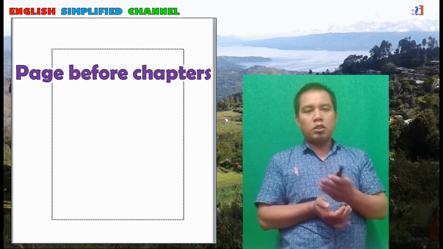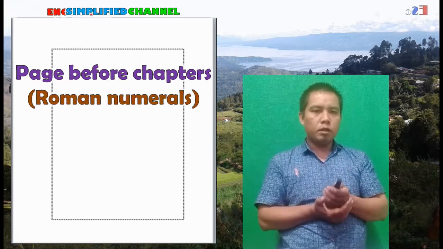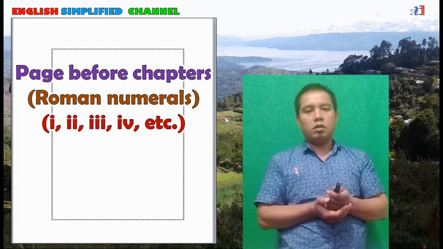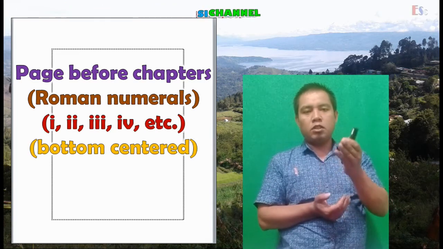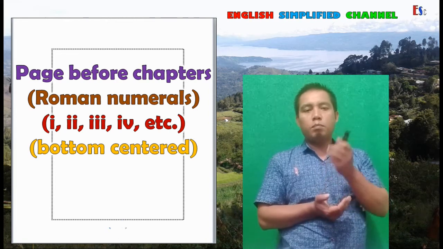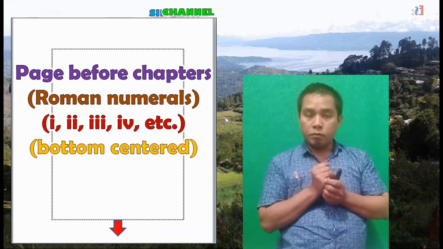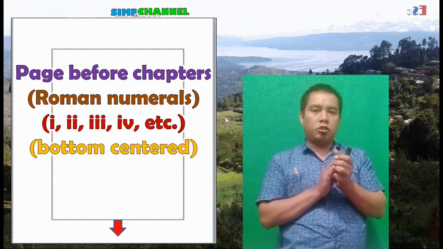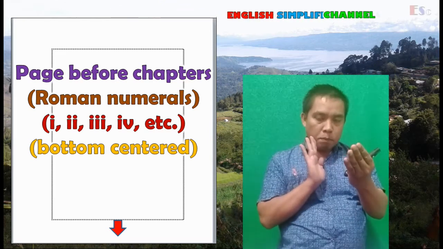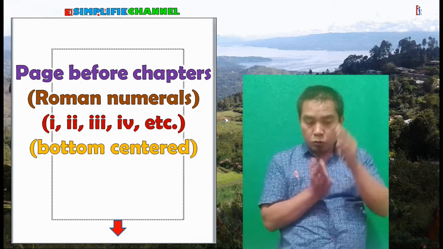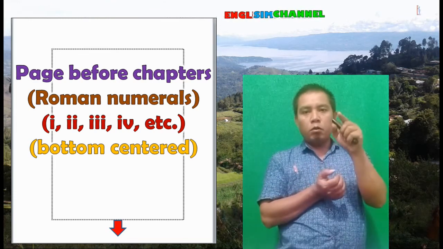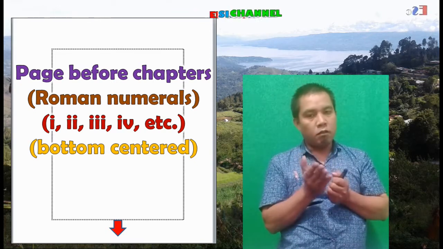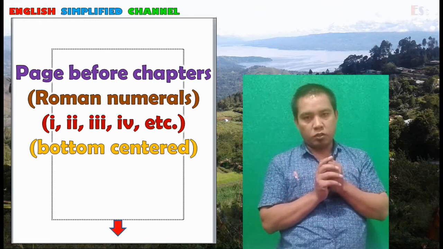Now we talk about pages before chapters. The page must be in Roman numerals, and the position is bottom centered. Pages before chapters means, for example, table of contents, chart, diagram, approval page. So all of the pages before you have the chapters, the number of the page must be like this, except the cover, because the cover doesn't have a page number.